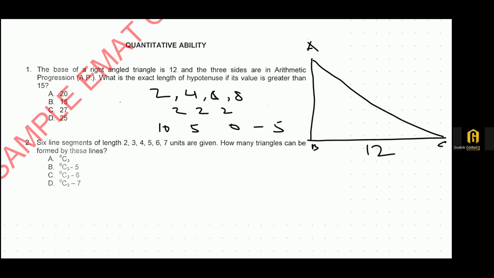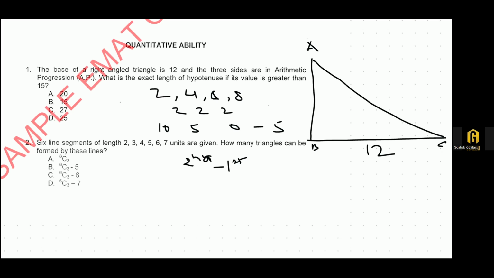So the second term minus the first term should always be equal to the third term minus the second term. Third minus second is -5. Second minus first is also -5. So the difference between two consecutive terms of an AP is always constant. So in this question, here's how we'll use it: they have mentioned that the sides are in AP.